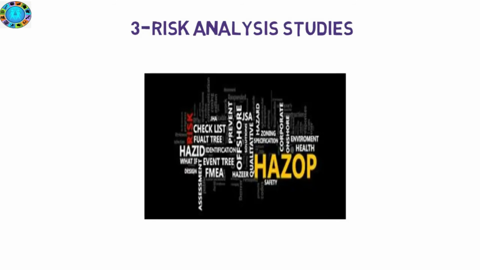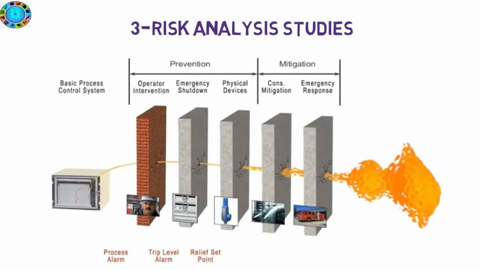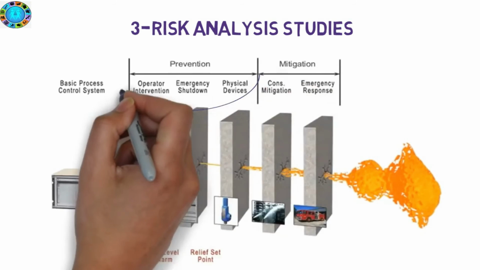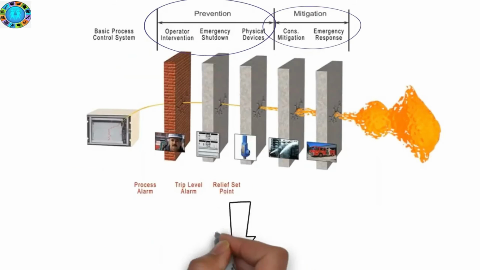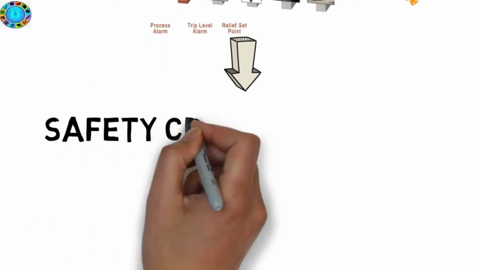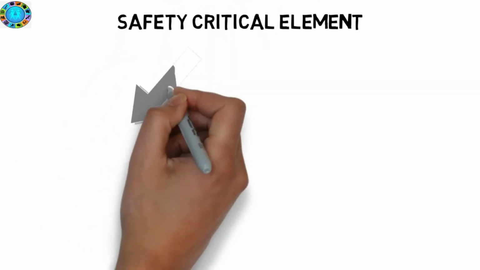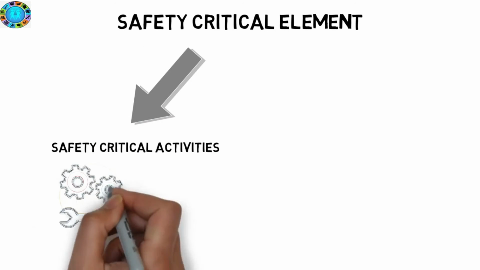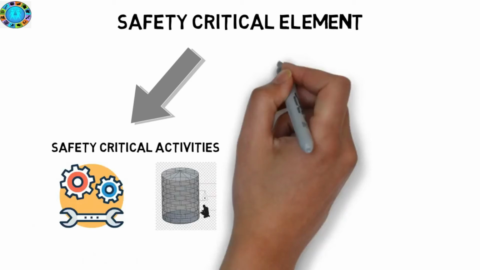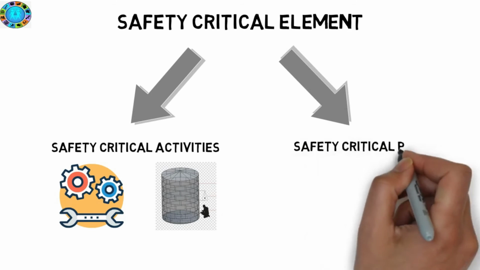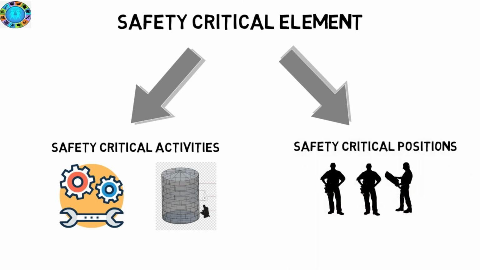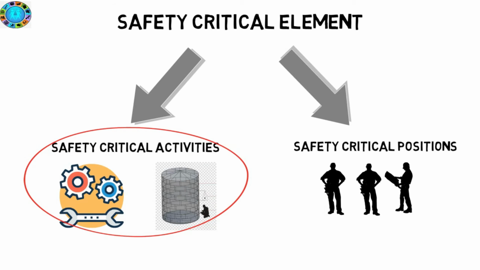In the risk analysis studies part, we describe all the risk and safety studies that have been carried out to identify all major accident hazards, possible causes, potential consequences, and the existing preventive and mitigation measures. Also in this part, we identify all safety critical elements that are in place and describe all safety critical activities responsible for keeping those elements effective. Besides, we identify the safety critical positions responsible for ensuring the effectiveness of those critical elements through securing the required resources and competencies to perform the safety critical activities.